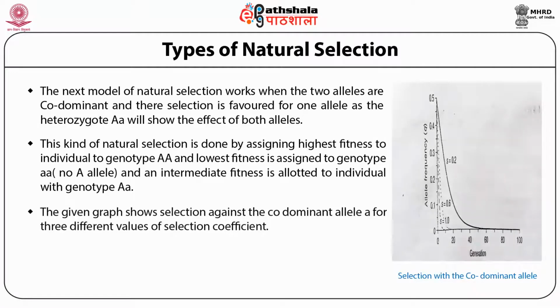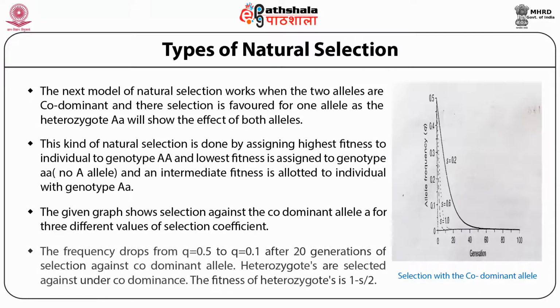The given graph shows selection against the codominant allele small a for three different values of selection coefficient. The frequency drops from q equal to 0.5 to 0.1 after 20 generations of selection against the codominant allele. Heterozygotes are selected against under codominance. The fitness of heterozygotes is 1 minus s by 2.